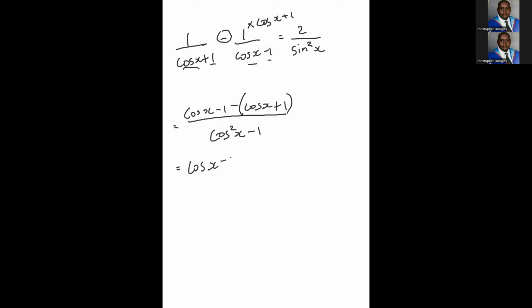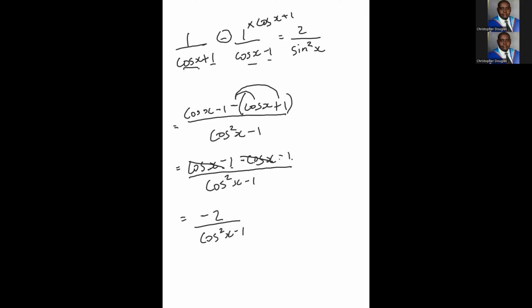Cos x minus 1. If I distribute negative to the bracket, I'll have negative cos x. Distribute negative to the positive 1, I'll have negative 1. All right. And then that will give me cos squared x minus 1. Grouping like terms, cos x minus cos x, and cos x is going to cancel. So negative 1 minus 1. Negative 1 minus 1 we know is negative 2. And that is over cos squared x minus 1.